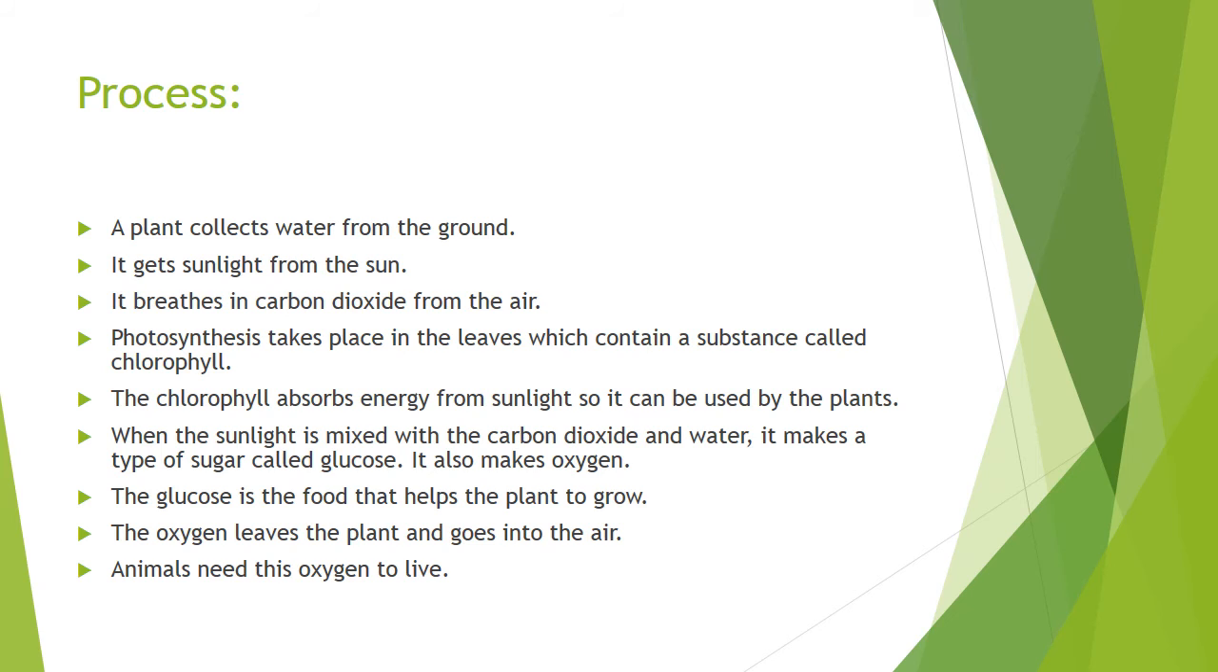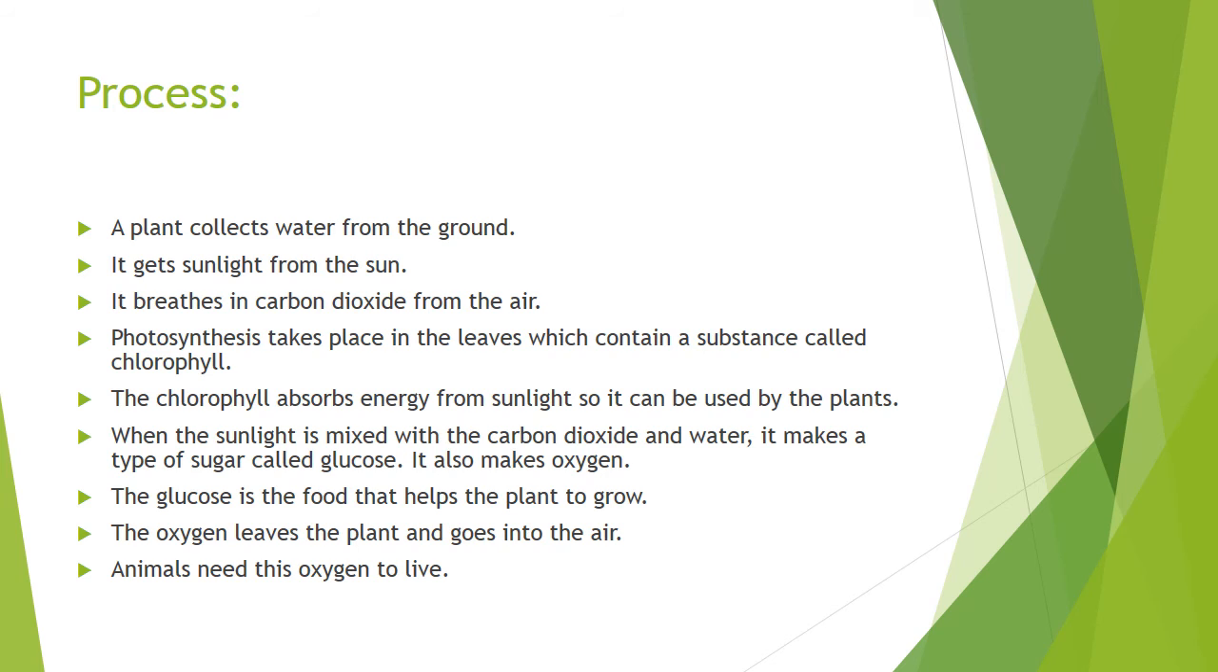Photosynthesis takes place in the leaves which contain a substance called chlorophyll. Photosynthesis कहाँ पे होती है? Leaves में होती है. And leaves में कौन सा substance present होता है? Chlorophyll. Now what does the chlorophyll do? The chlorophyll absorbs energy from sunlight. अब sunlight से जो energy मिलती है वो कौन absorb करता है? Chlorophyll उसे absorb करता है. Why does it absorb the energy? So it can be used by the plants. ताकि वो plants use कर सके.